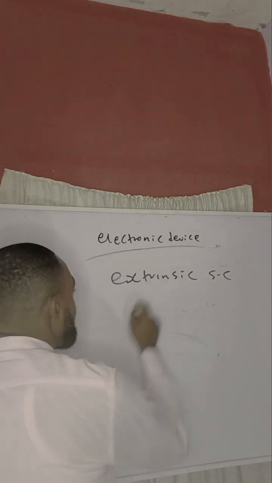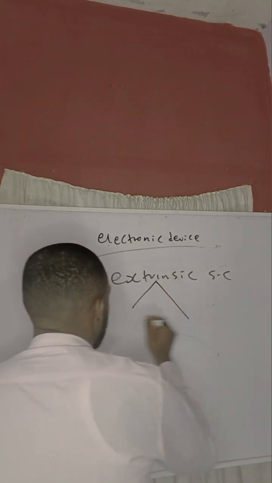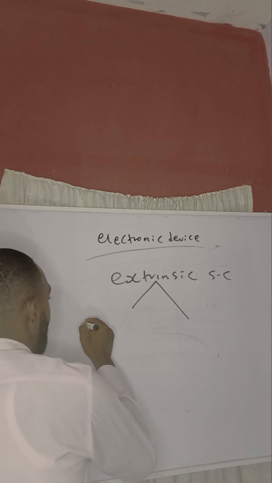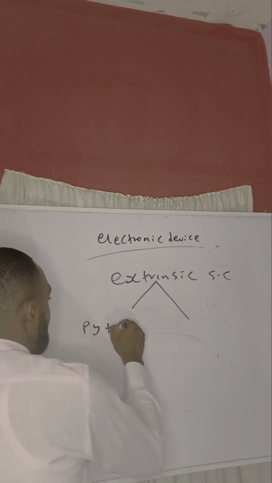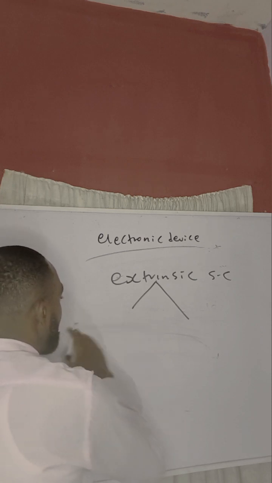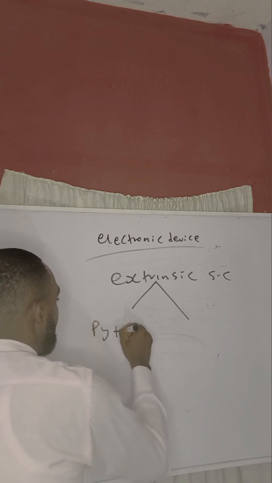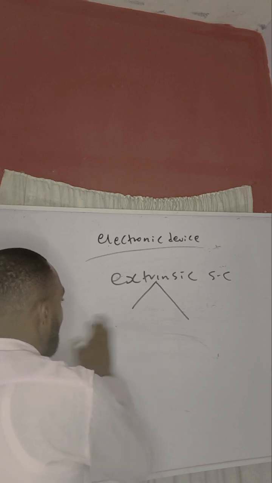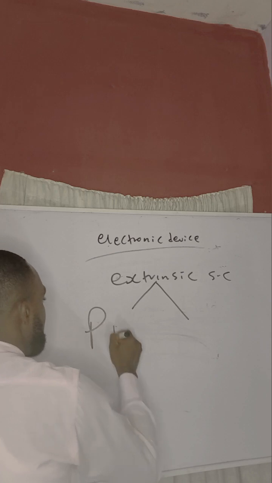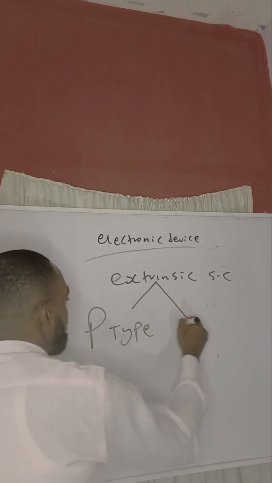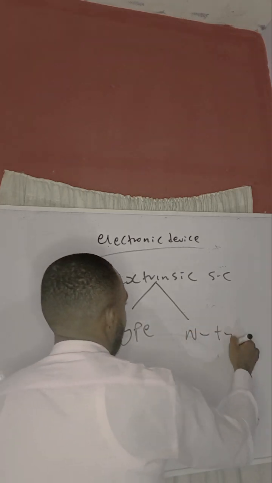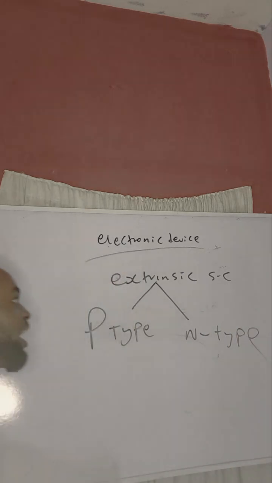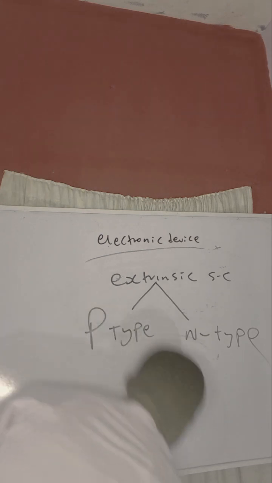The extrinsic semiconductors are divided into two. Remember we have the p-type and the what? N-type. So we have the p-type and the n-type. We are now going to move to the p-type.